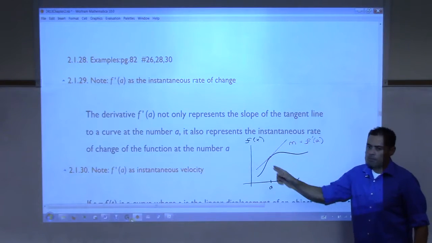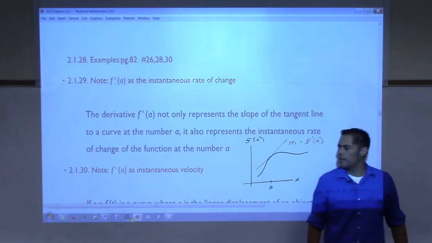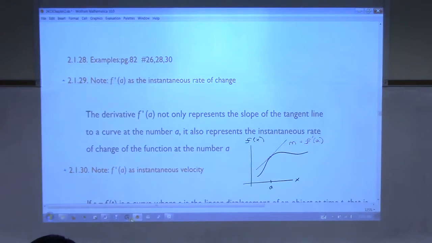This slope represents what we call the instantaneous... I don't have a ruler in here. Is there not a big ruler in here? Oh, there it is. I see it.